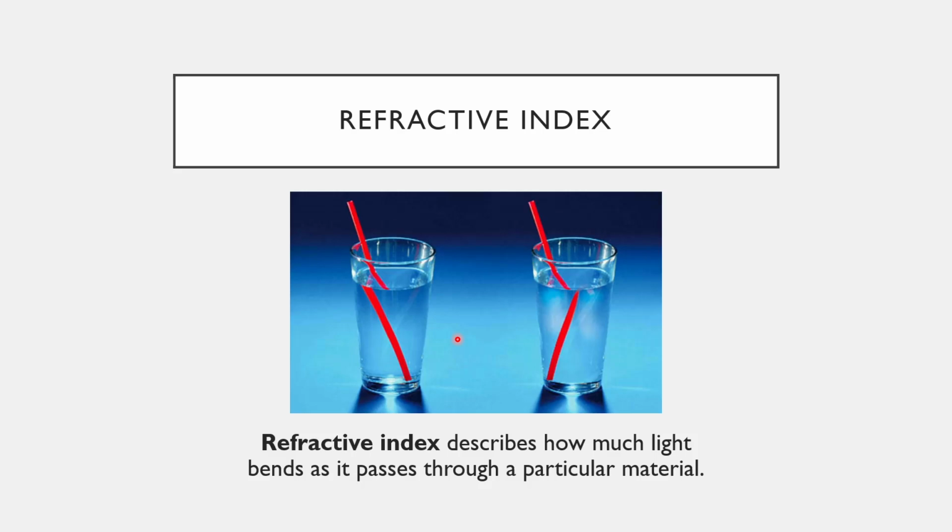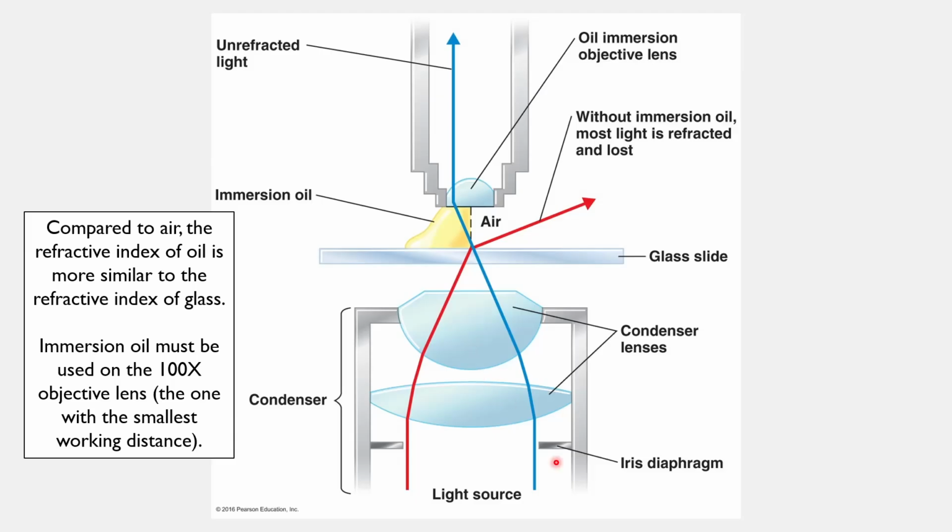Now, when it comes to the microscope, getting back to that special lens called the oil immersion lens, when a beam of light is traveling up from the light source, it will pass through your glass microscope slide, and then when that light passes from the slide out into the open air, that beam of light will bend because, again, the refractive index of glass is different from the refractive index of air.